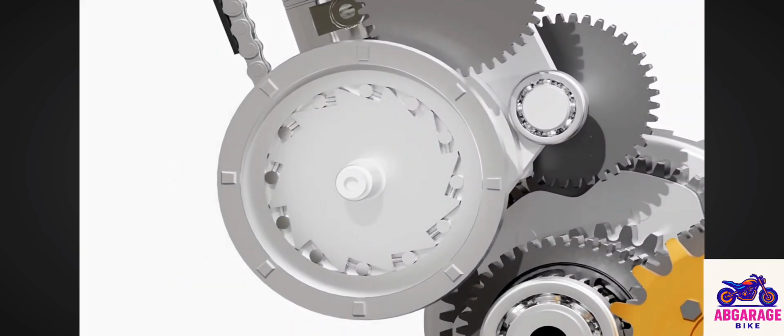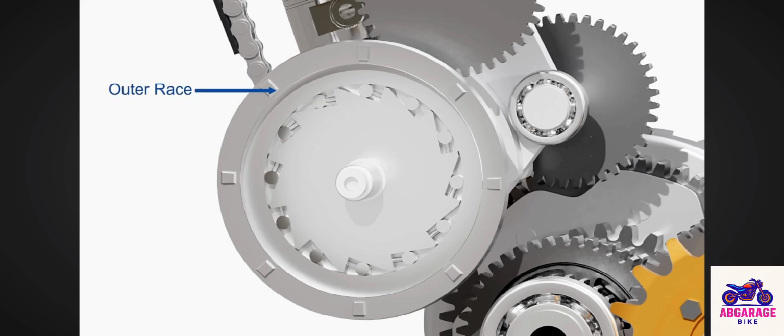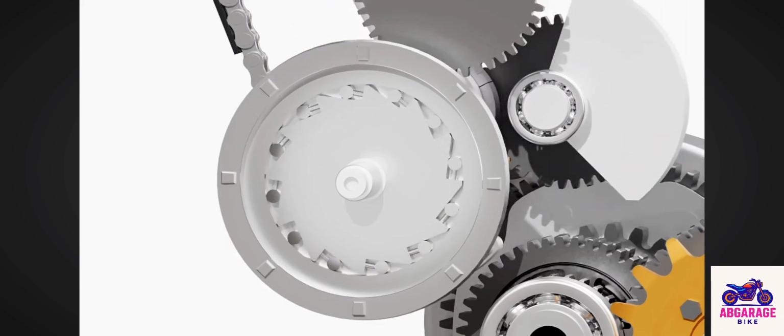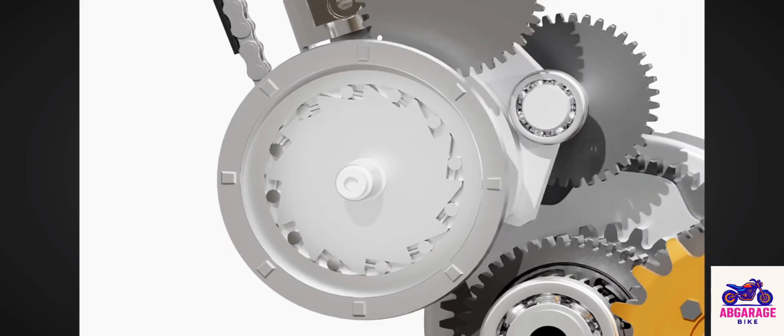The model shown here is of a roller-type one-way clutch. It has an outer race and an inner race with small rollers. As the starter motor spins the outer race, the rollers get released, causing the inner race to spin freely.